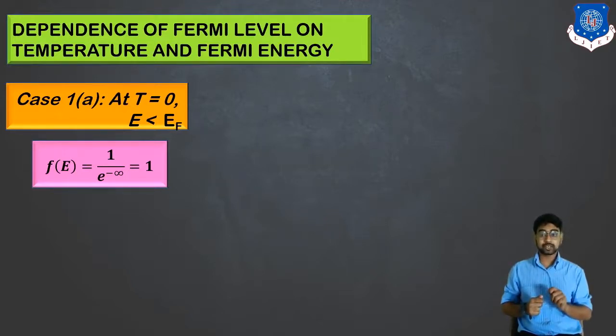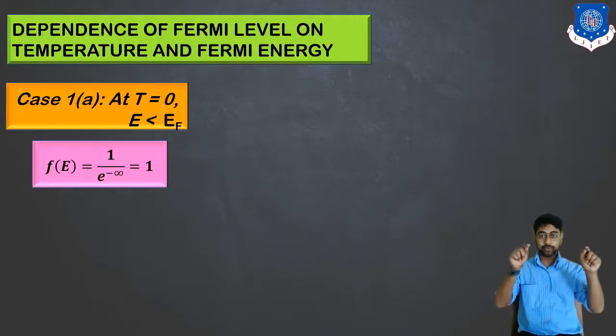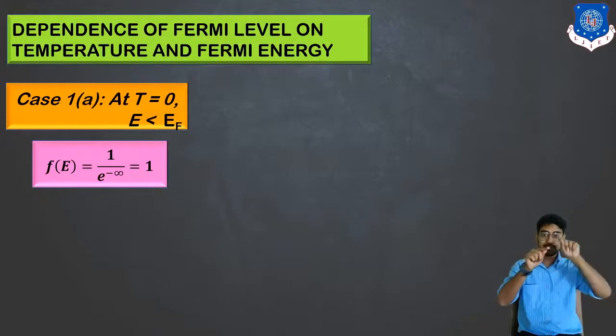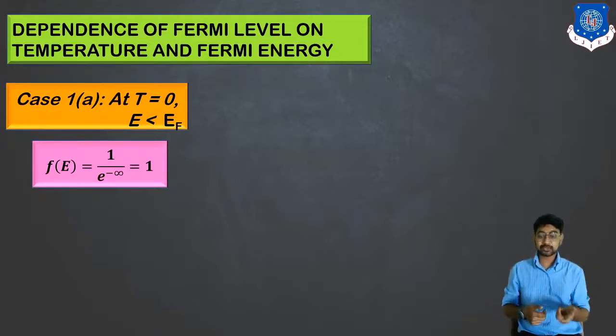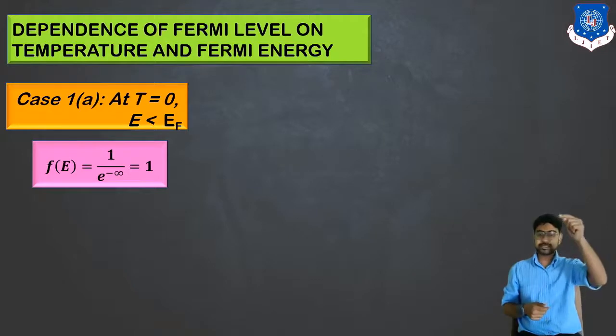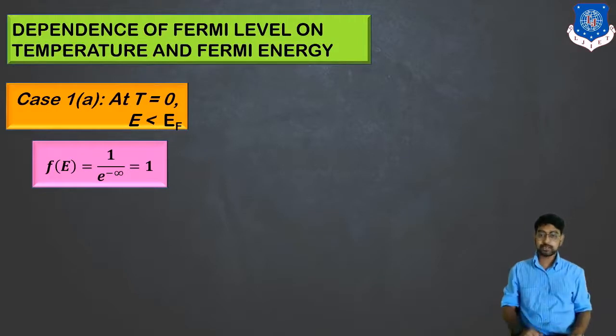So if we take the Fermi function f(E), with this condition, E minus EF is negative, and the equation reduces to 1 upon e raised to minus infinity, which is equal to 1. Now what does F(E) equal to 1 signify? It signifies that at temperature equal to 0, all the levels under the Fermi level would be occupied by electrons. That is the definition of the Fermi level: the farthest level where the electron is residing. So below that, every level will definitely have electrons present.